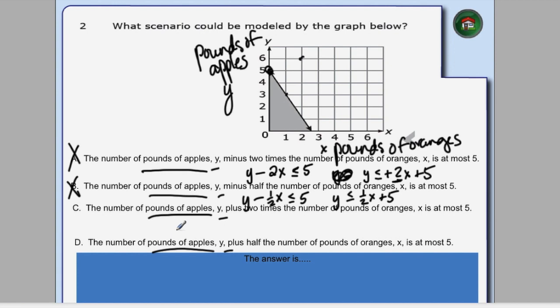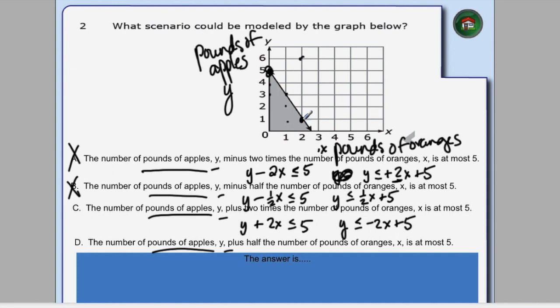All right, let's see. C says the number of pounds of Y plus 2 times the number of pounds of oranges is at most 5. Then I would subtract that 2x to get this, and then we'll check that. It does start at 5. It goes down 2, right 1, down 2, right 1, down 2, right 1. So it's not an exact match, but that's probably going to work the best.